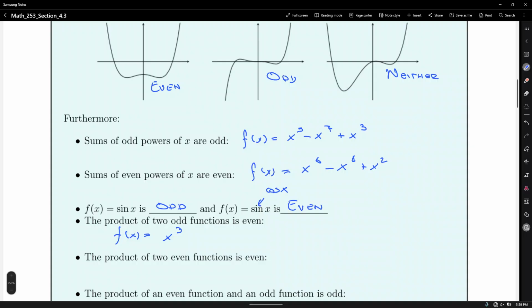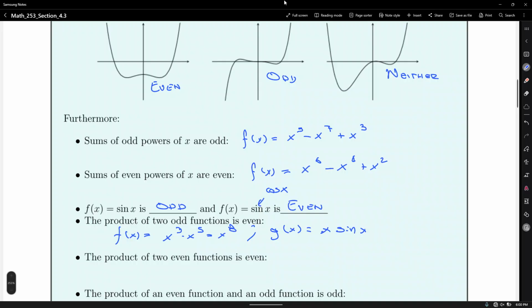Can you think of another odd function? x to the 3 times x to the fifth equals x to the eighth, which is an even function. Another example, g of x, let's say x, simply x. That's an odd function, times sine x. How about that one? Because x is odd and sine is also odd, odd times odd equals even.